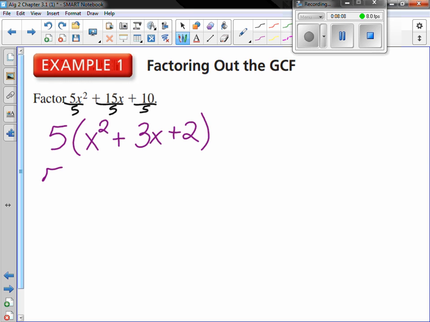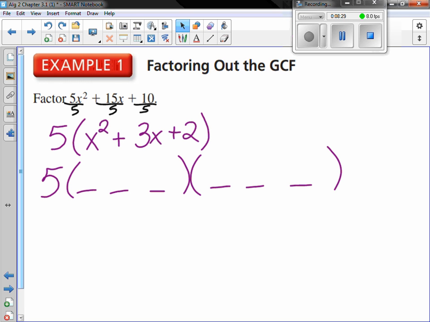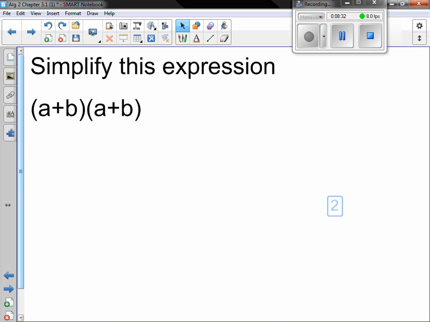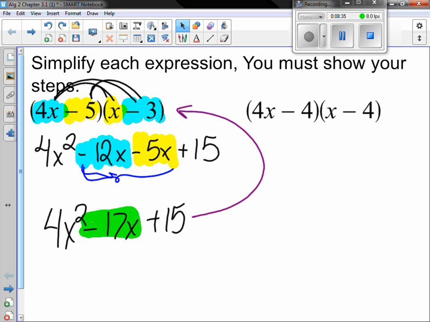Now, what's the second step? We want to write 2 sets of parentheses with 3 spaces. Two sets of parentheses with 3 spaces. So if we look back at this first one here, how many terms were in the first set of parentheses? Well, we had 2, yes, 4x and 5, and a sign in the middle. So how many things do I have in that parenthesis? 3, yes? I have 4x minus 5. That's 3 things. The other one, x minus 3. I have 3 things, yes?